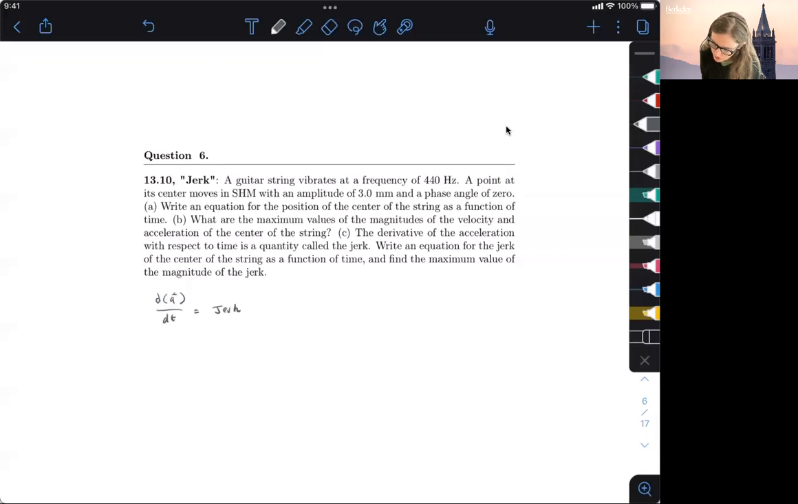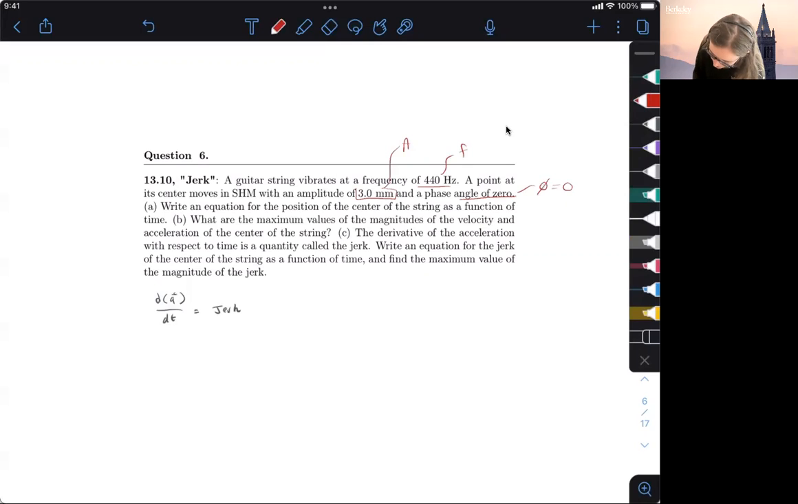So we have a guitar string that's vibrating at a frequency. So let's just highlight everything we have. We have a frequency, and a point in its center moves in simple harmonic motion with an amplitude. So we have an amplitude here, right? And then a phase angle of 0. So phi is equal to 0.